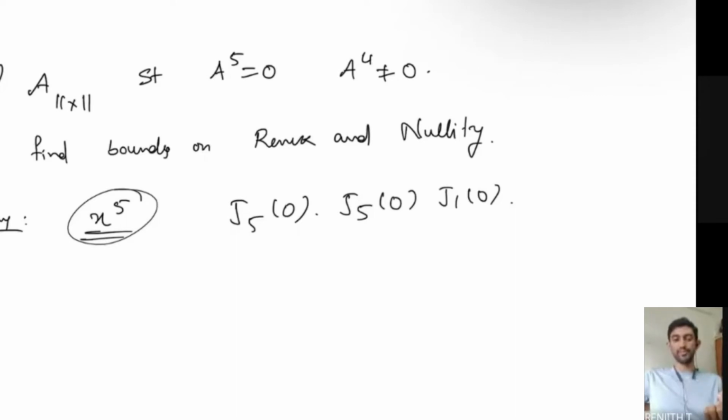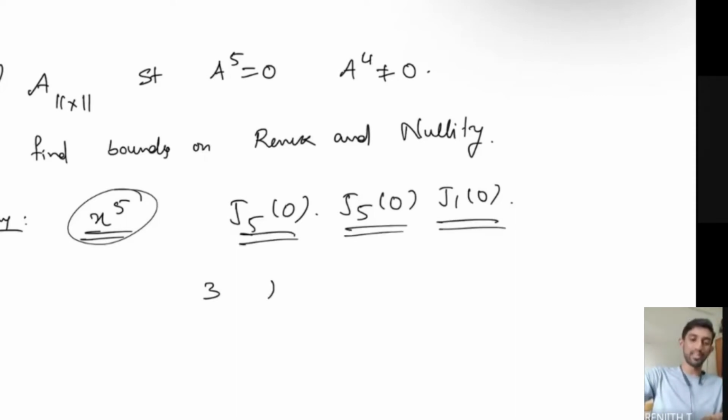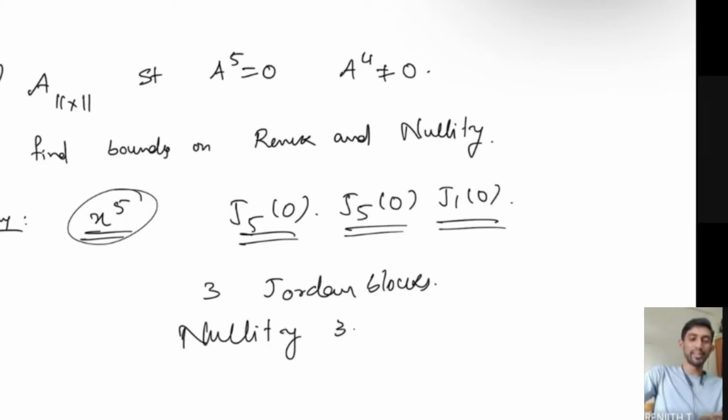So this is one option. Then how many Jordan blocks are there? 3 Jordan blocks are there. That means nullity is 3. That is the minimum possible nullity. So rank will be 8. So the minimum possible nullity is 3 and maximum possible rank is 8.